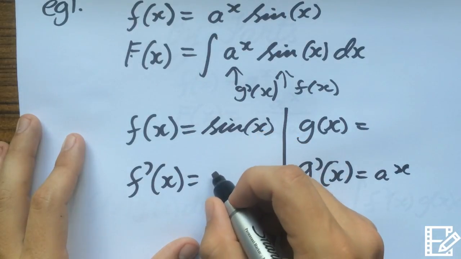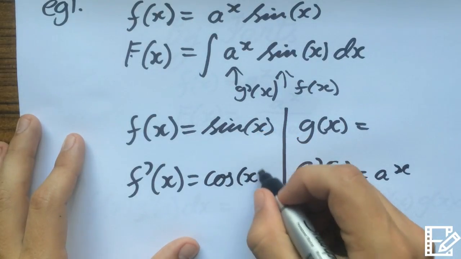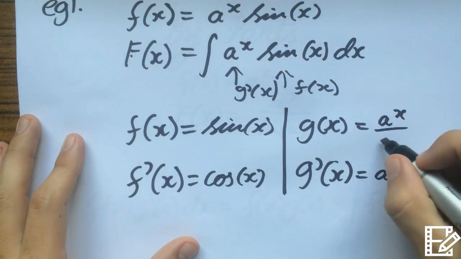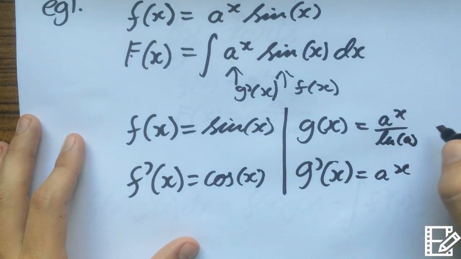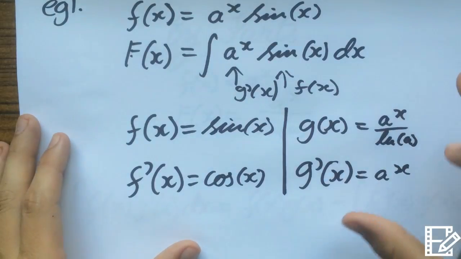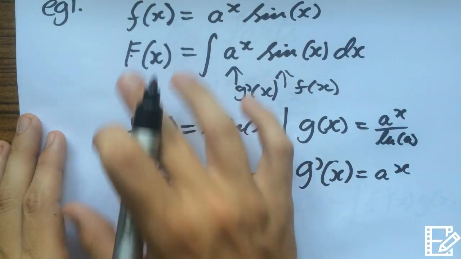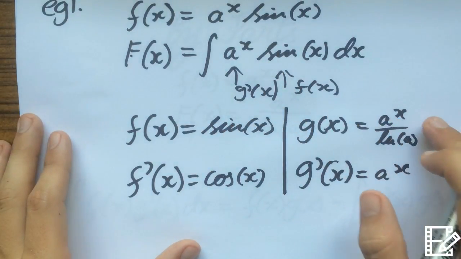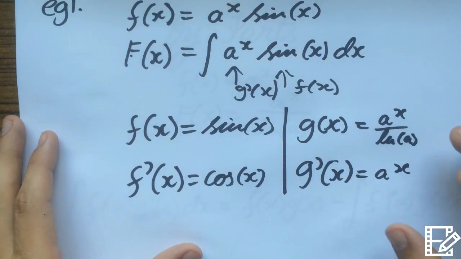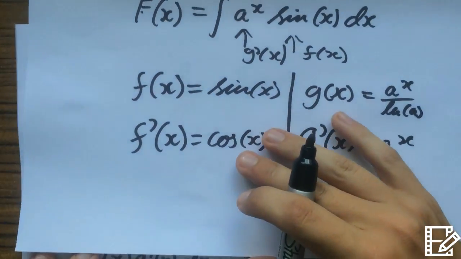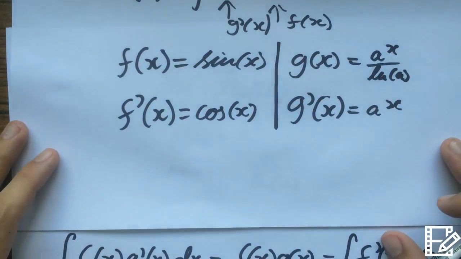Differentiating sine x, we get cosine of x, and finding the integral of a to the x is just a to the x on ln of a, plus c. If you're doing a standard question, you always write plus c, but because this is integration by parts, I don't do the plus c here, I do it later on. Okay, so I'll write this out now.